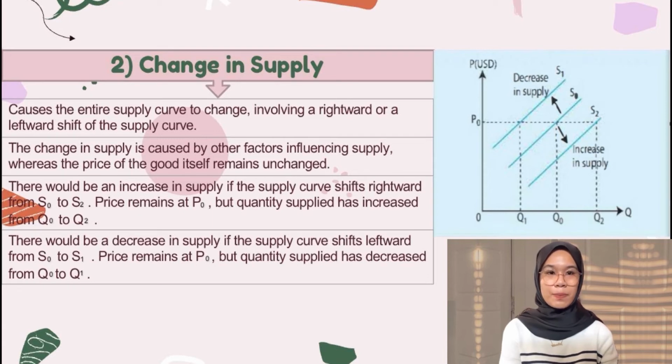Price remains at P0, but quantity supply has increased from Q0 to Q2. There will be a decrease in supply if the supply curve shifts leftward from S0 to S1. Price remains at P0, but quantity supply has decreased from Q0 to Q1.